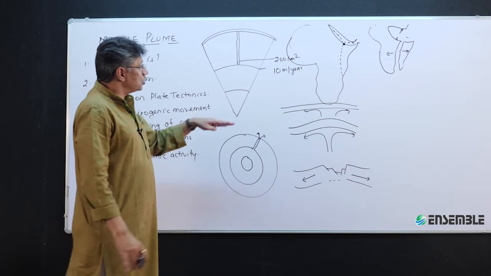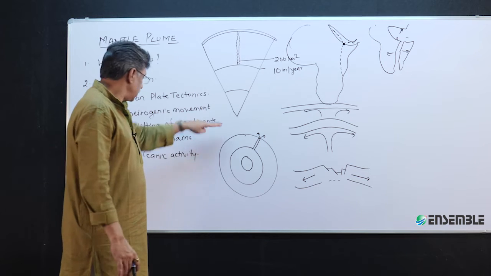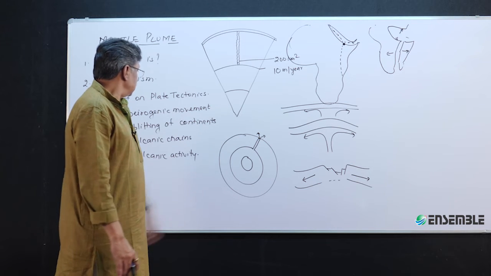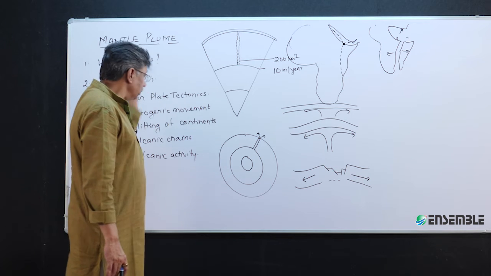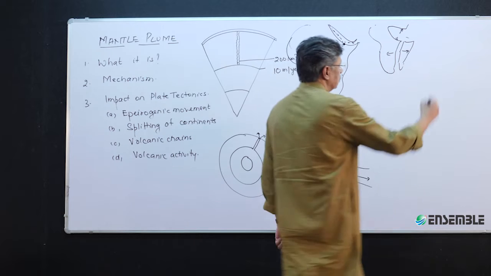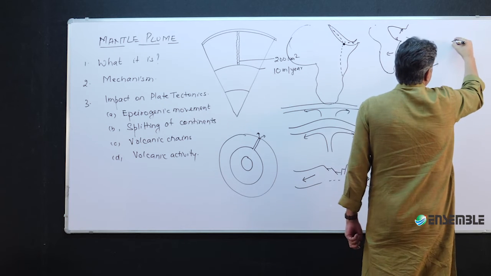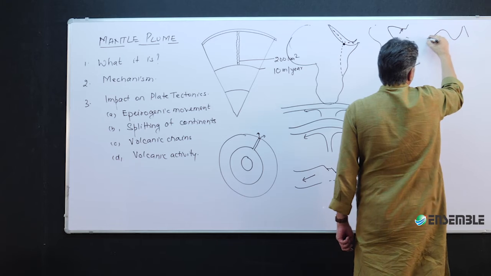India also split itself in a similar manner. That is the second part. The third is, if the plume is beneath any moving plate, it will lead to the formation of volcanic chains. So what happened was, this is where Africa has been.